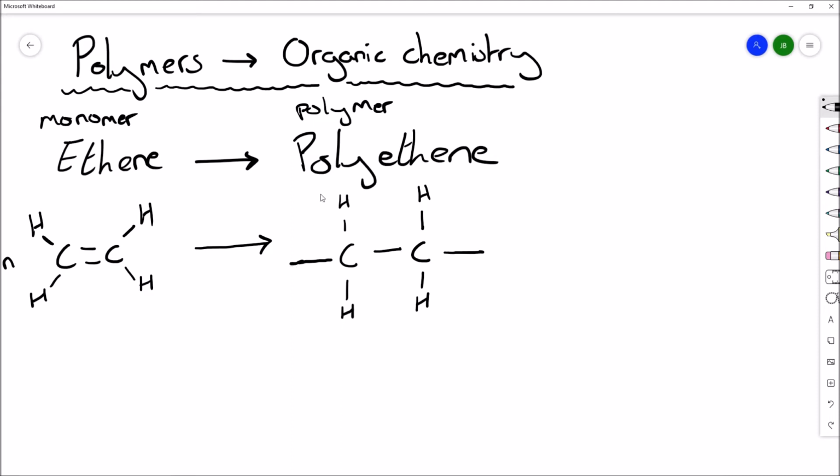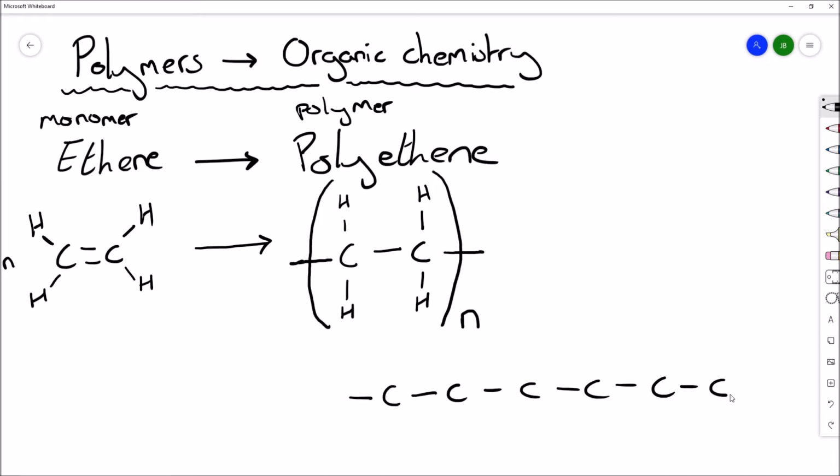Now the final step is we put brackets around it, because this is saying this is the monomer and it is repeated outside of the brackets, but I'm not going to draw all the repetitions because I haven't got time for that. Then the final step is we put an N here just to say however many were here are now in this pattern. So if we were to draw this out, it would look a bit like this. You don't have to do this for exams. It's just so you get an understanding.